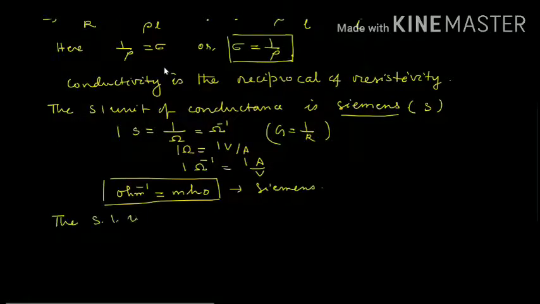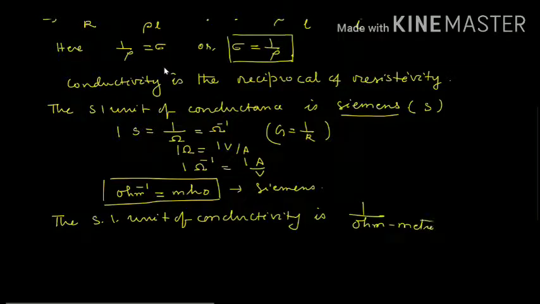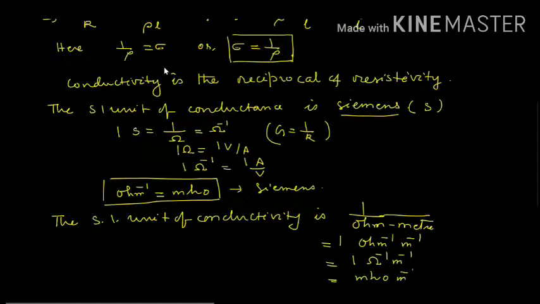The SI unit of conductivity is 1 by ohm meter. Ohm meter is the unit of resistivity, so it is the reciprocal, that is 1 by ohm meter. This can be written as ohm inverse meter inverse. In symbol this is ohm inverse meter inverse, or we can write mho per meter. So these are the SI units of conductivity.